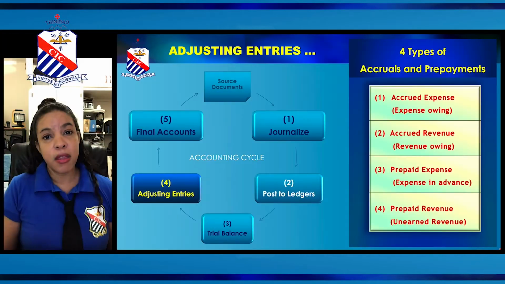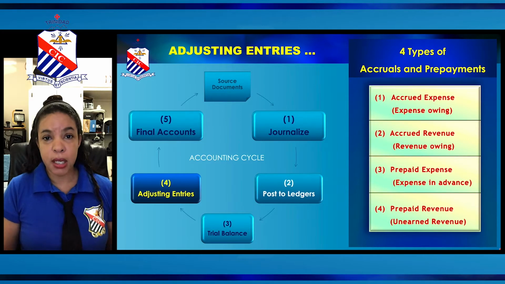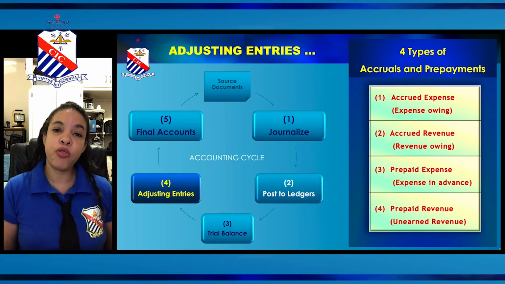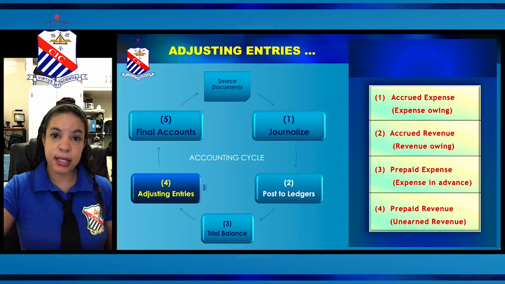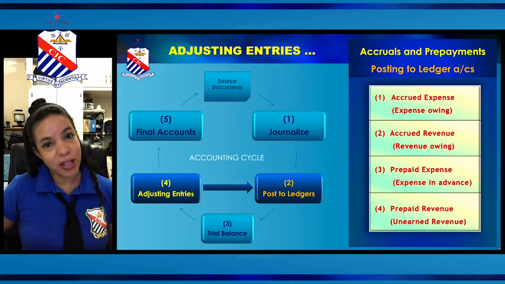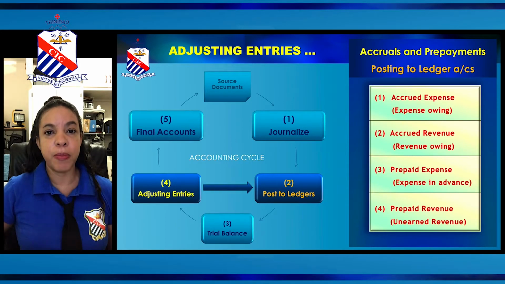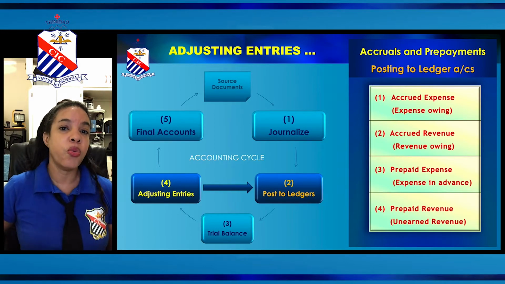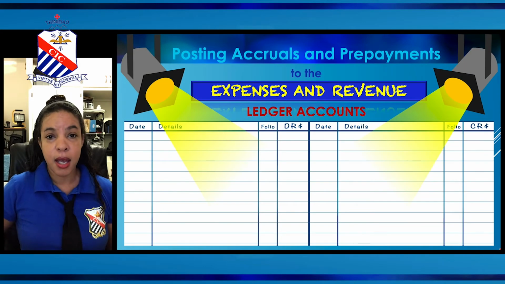Just like all other assets and liabilities and the other categories, they are supposed to be recorded according to the accounting cycle, which means that they really do have to be journalized and posted to ledgers. So today we are not going to be doing the journalizing, but we are, however, going to be posting to the ledger accounts, which would be the T accounts.